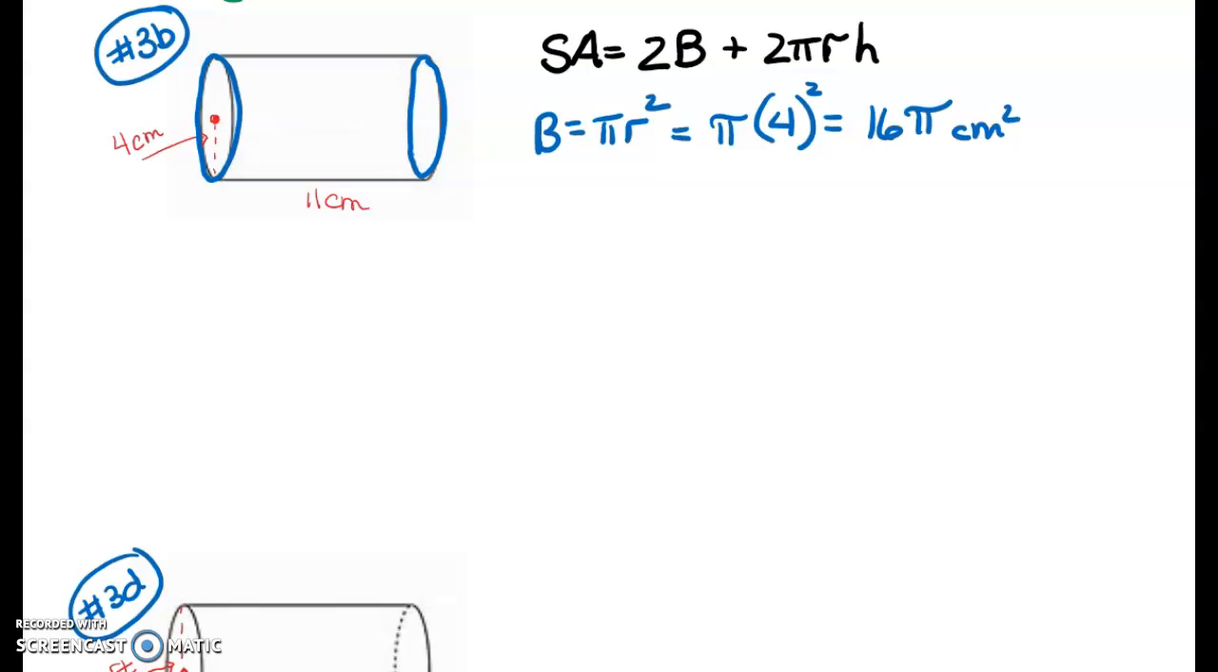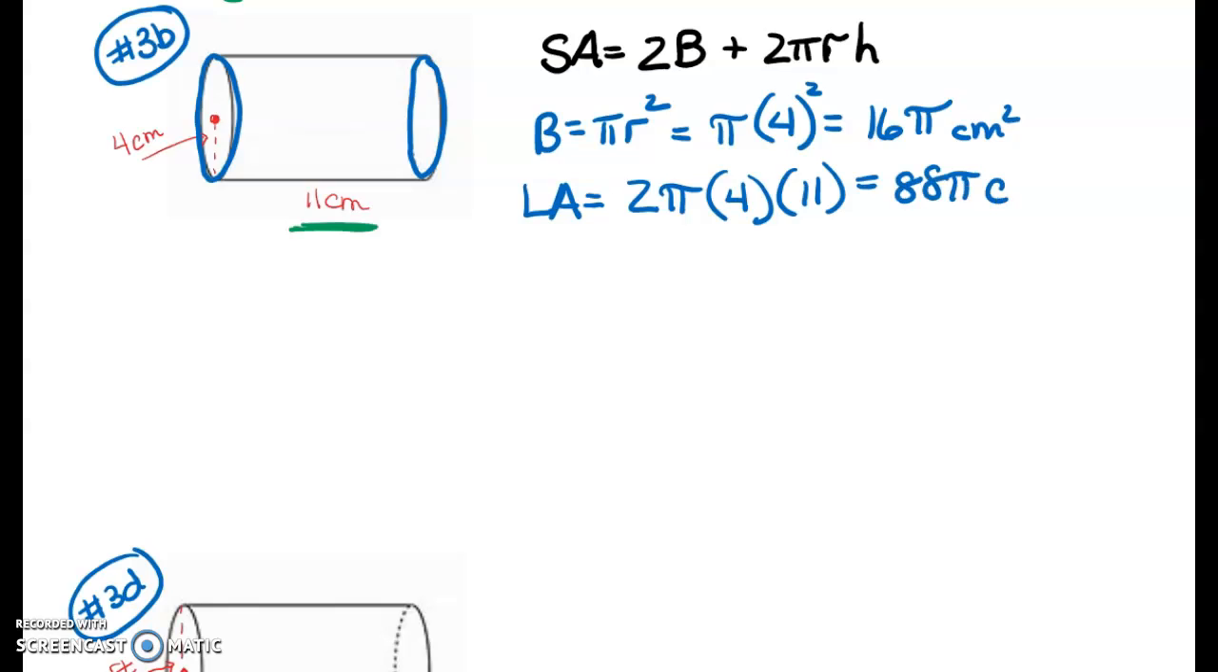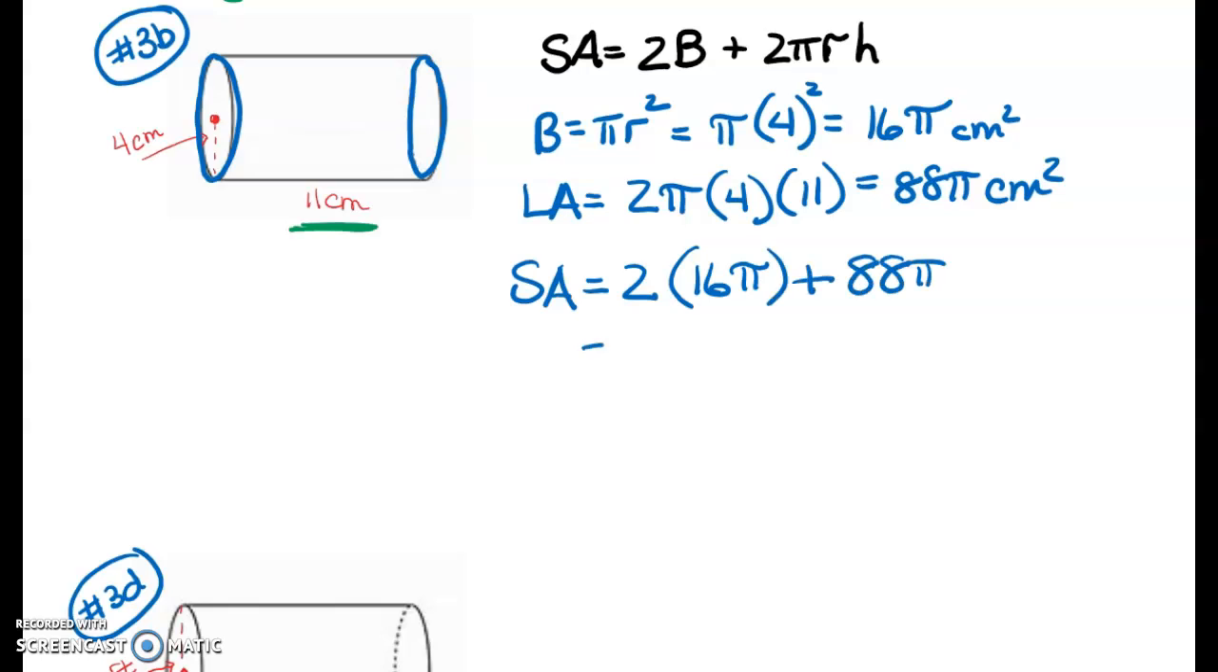And then I'm going to go ahead and find my lateral area, which is the last half of my formula. 2 pi, my radius is 4. And then the height of my cylinder is the distance between the bases, and that's 11. So this is going to be 88 pi centimeters squared. So now I just plug those into my surface area formula. 2 times my base area plus my lateral area. So I get 32 pi plus 88 pi. That's going to give me 120 pi squared.